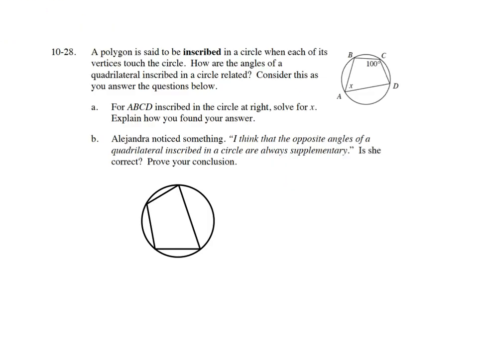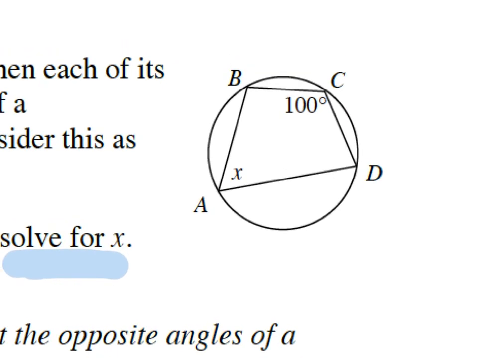All right, we have one more shape we're going to look at that is inside a circle, and that is when a polygon is inscribed in a circle, when each of its vertices touch the circle. How are the angles of the quadrilateral inscribed in a circle related? Consider this as you answer the questions below. For the quadrilateral ABCD inscribed in the circle at right, solve for x. Explain how you found your answer.